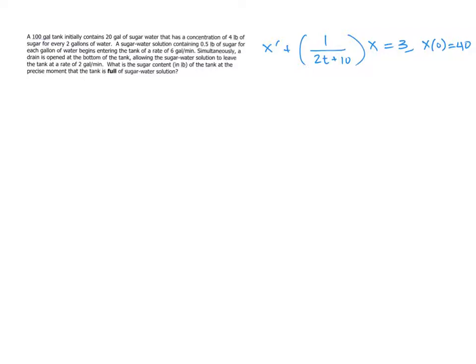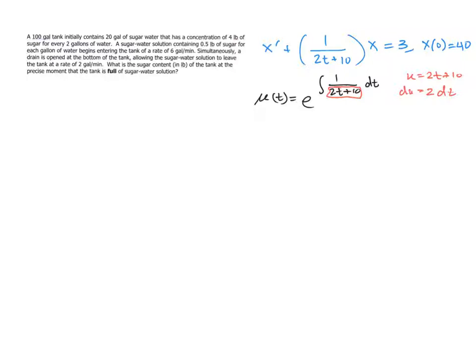Okay, so now for the next step of our problem, we're going to go in and solve this linear equation by first getting an integrating factor. So our mu of t is e to the integral of 1 over 2t plus 10 with respect to t. If we do a u substitution with the 2t plus 10, then we have our du is equal to 2 dt. So we're going to get a factor of 1/2 upon integrating this.